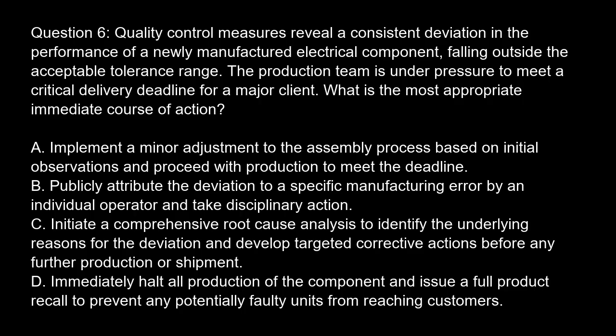Option A. Implement a minor adjustment to the assembly process based on initial observations and proceed with production to meet the deadline. Option B. Publicly attribute the deviation to a specific manufacturing error by an individual operator and take disciplinary action. Option C. Initiate a comprehensive root cause analysis to identify the underlying reasons for the deviation and develop targeted corrective actions before any further production or shipment. Option D. Immediately halt all production of the component and issue a full product recall to prevent any potentially faulty units from reaching customers.